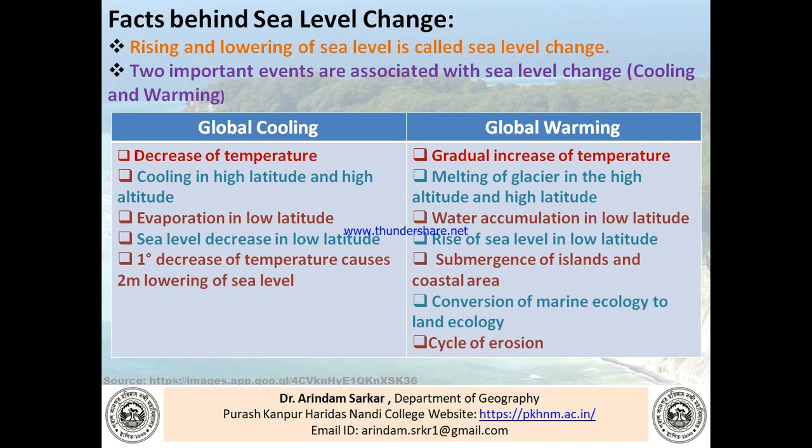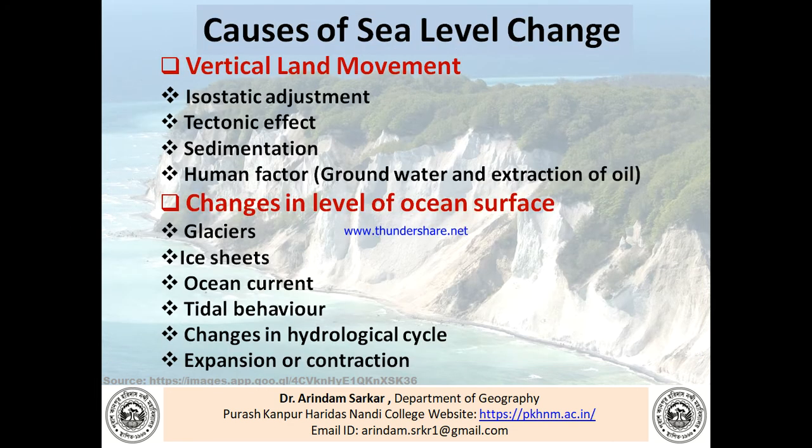Then the conversion of marine ecology to land ecology, and the global warming and sea level change that is associated with enhanced sea level change also has an impact on the cycle of erosion. Now, the causes of sea level change. The two major factors: the first is vertical land movement.